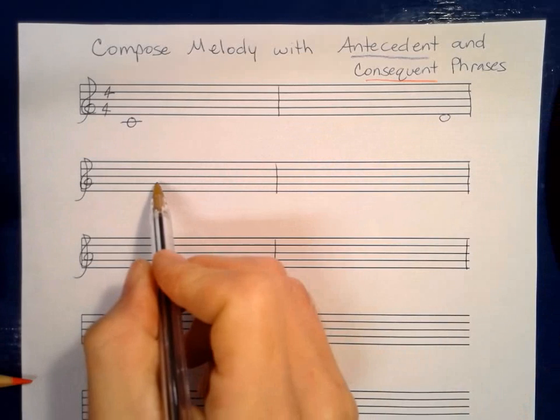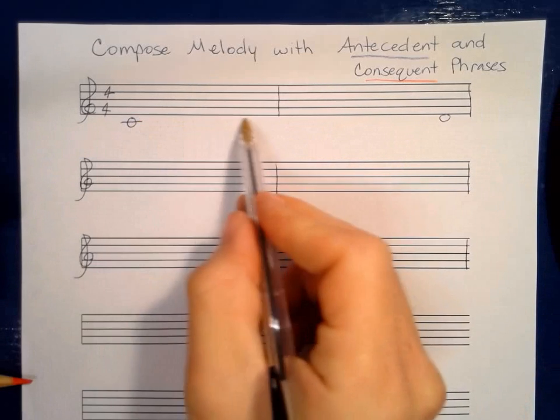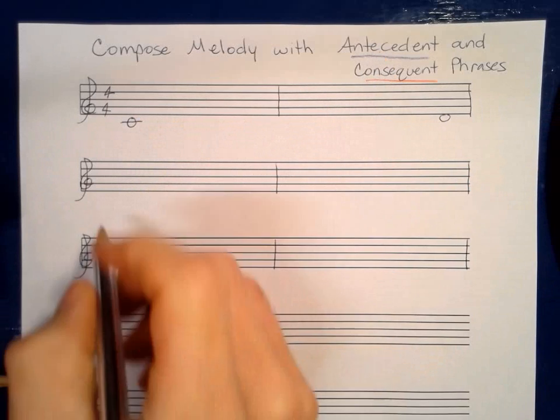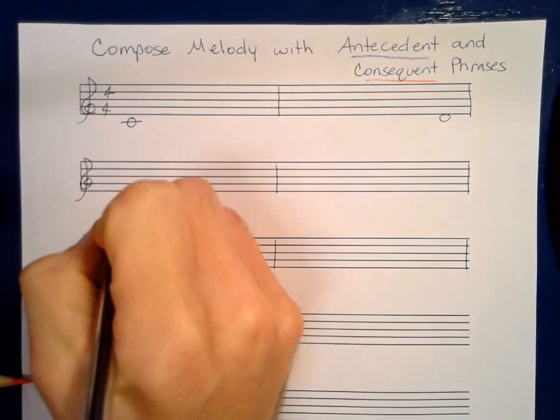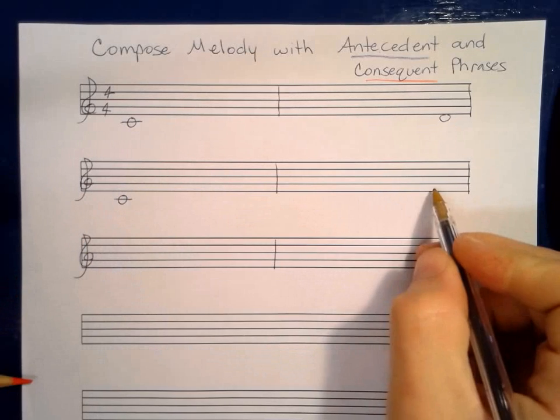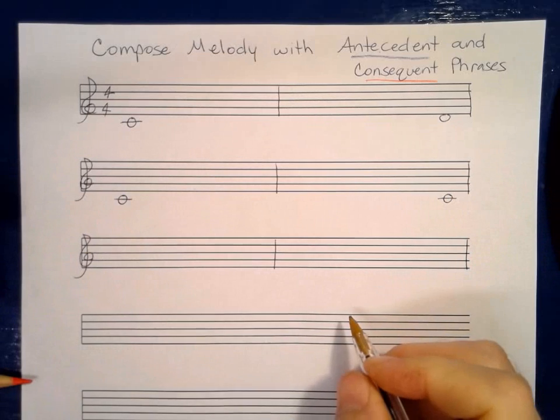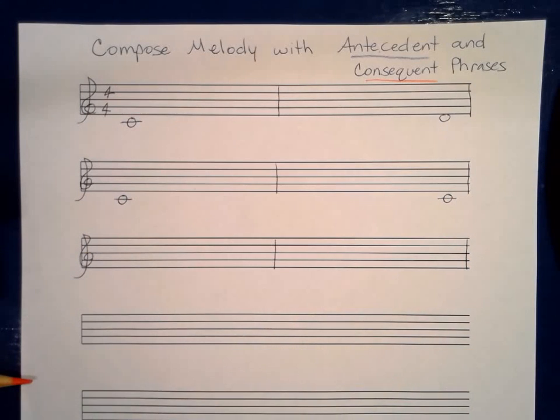Now, for our composing purposes, we're going to keep the first measures identical between the antecedent and consequent phrases. So I'm going to start on C, but when I end, I'm going to end on C. So we have my layout for that.